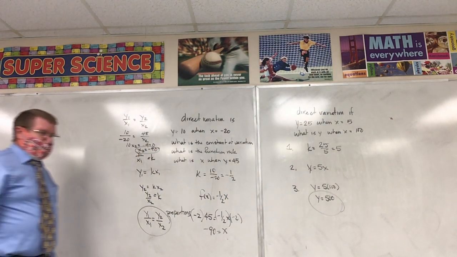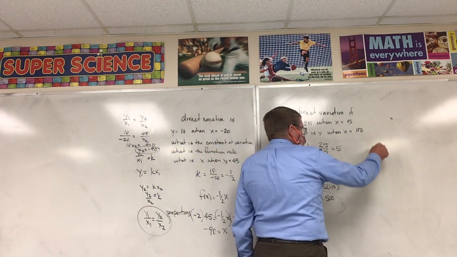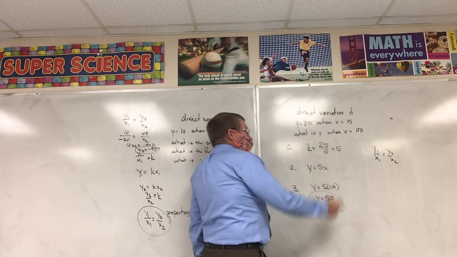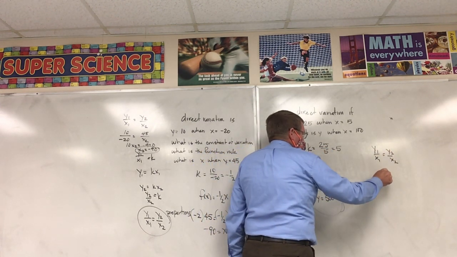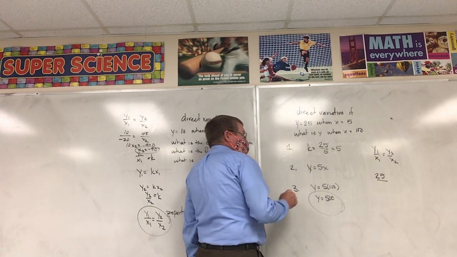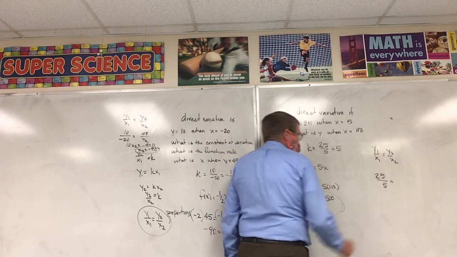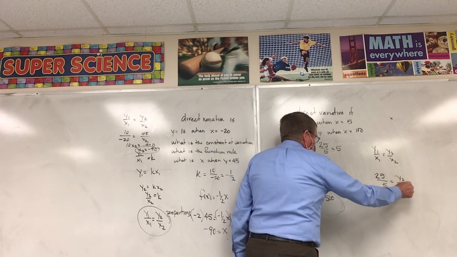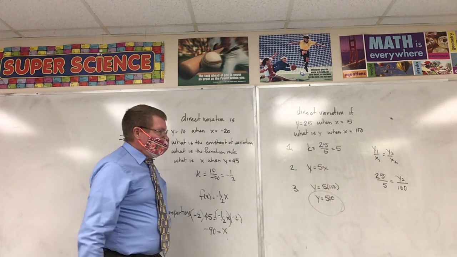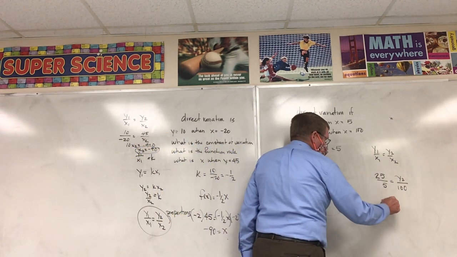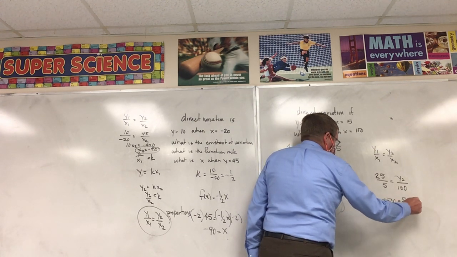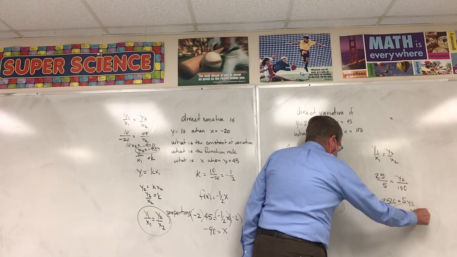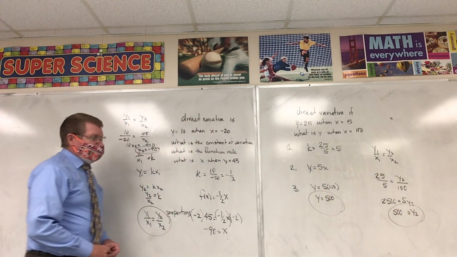If I'm using proportion, I'm looking for y1 over x1 equals y2 over x2. My y1 is 25. My x1 is 5. My y2 is what I'm looking for. And my x2 is 100. Cross multiply and solve. So my y2 is 500.